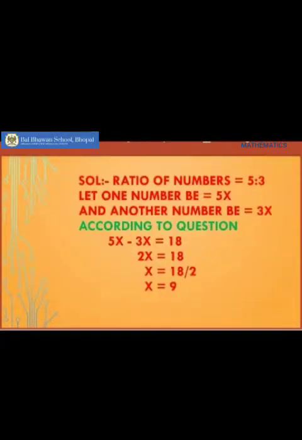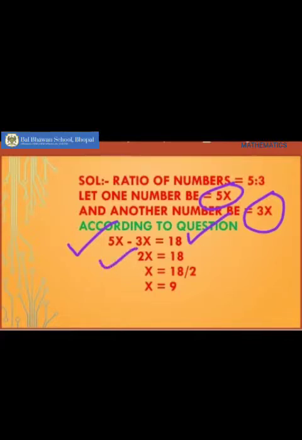Since the ratio of numbers is 5:3, I have assumed the numbers to be 5x and 3x. So first number is 5x and another number is 3x. Now according to the question, the difference of both of them is 18. So 5x minus 3x is equal to 18. The linear equation which is formed here is absolutely according to what is given to us in the question. They differ by 18, so their difference is equal to 18.